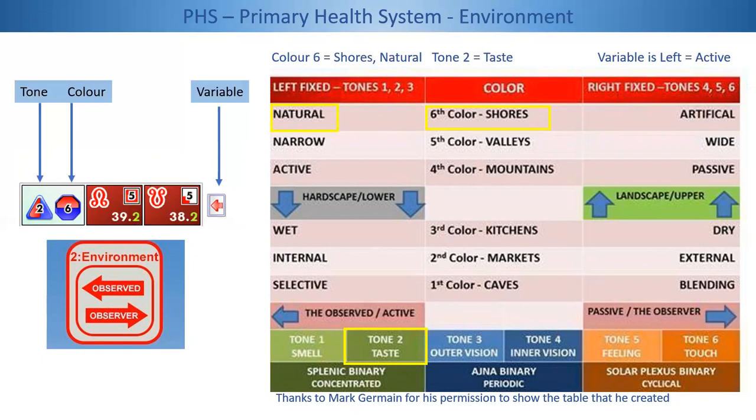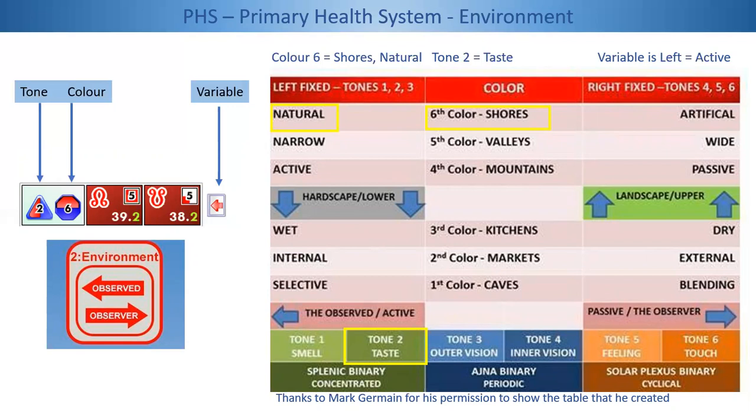Okay, so again, we're reading the colour and the tone. We're reading them off this chart. The colour is down the middle here. So for this person, this colour 6 is shores. And then because it's a tone 2, it's on the left. So the variable is left. Tone 2 is taste. You see down at the bottom, it says splenic binary. So this is something to do with a splenic sense of taste, an intuitive sense of taste. Comes out through being in natural shores.